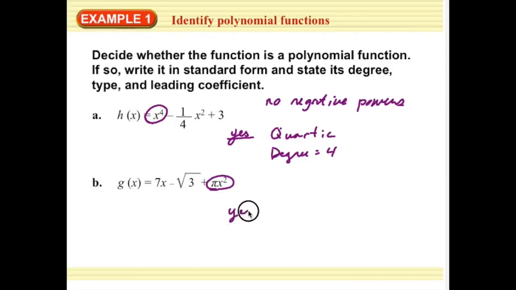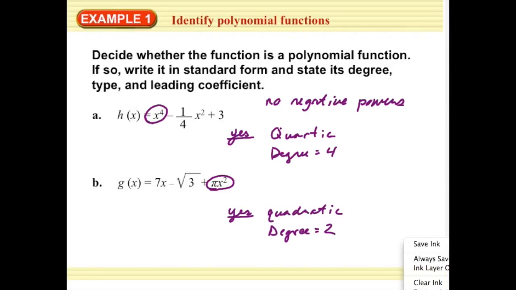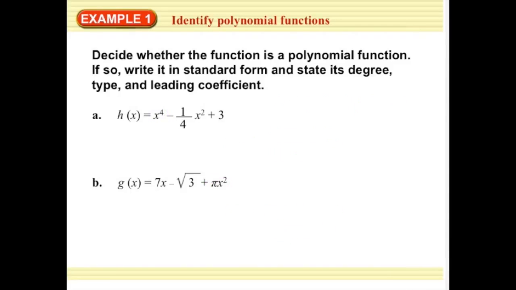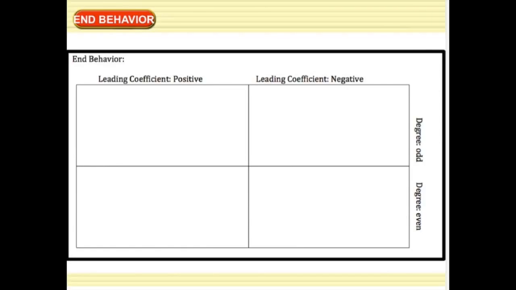For letter B, again, yes, it is a polynomial. In this case, it's going to be a quadratic because my highest degree is 2. And the leading coefficient on this is actually pi, right? The pi is in front of the variable with the highest exponent.